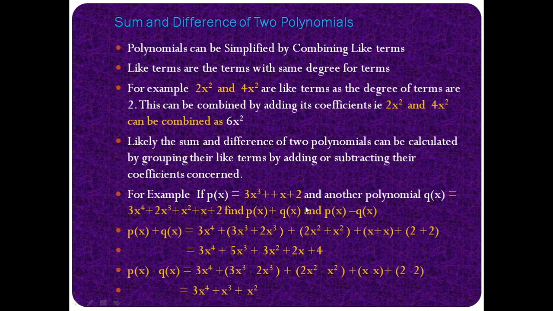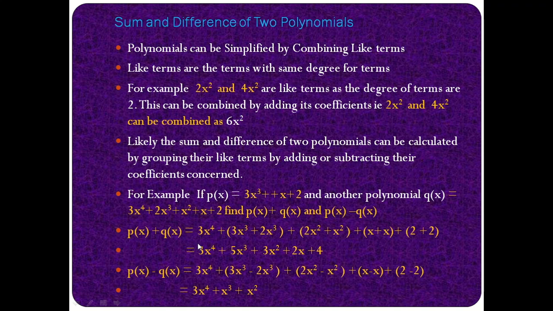And another polynomial, so here we have another one, 3x cube, plus one term is missing, and another polynomial is 3x raised to 4 plus 2x cube plus x square plus x plus 2. Find p of x plus q of x and p of x minus q of x.